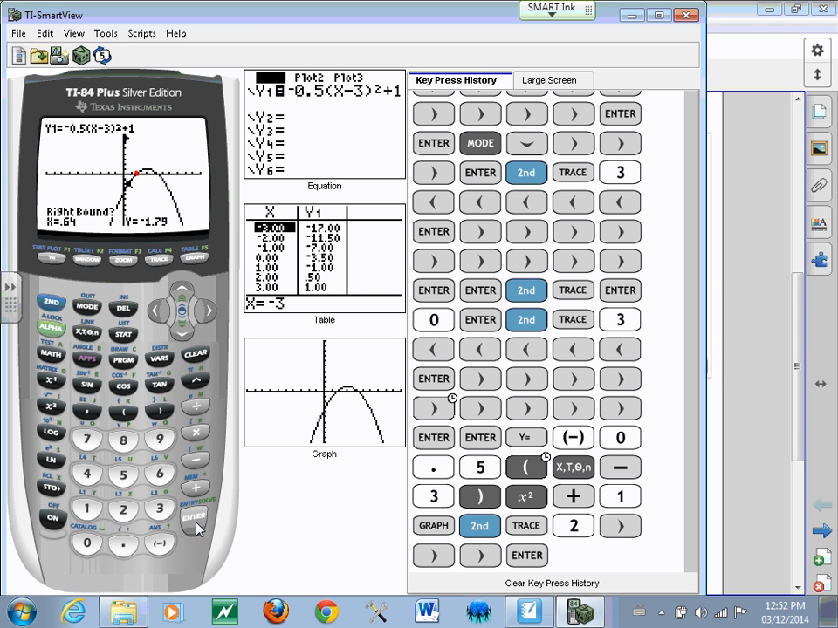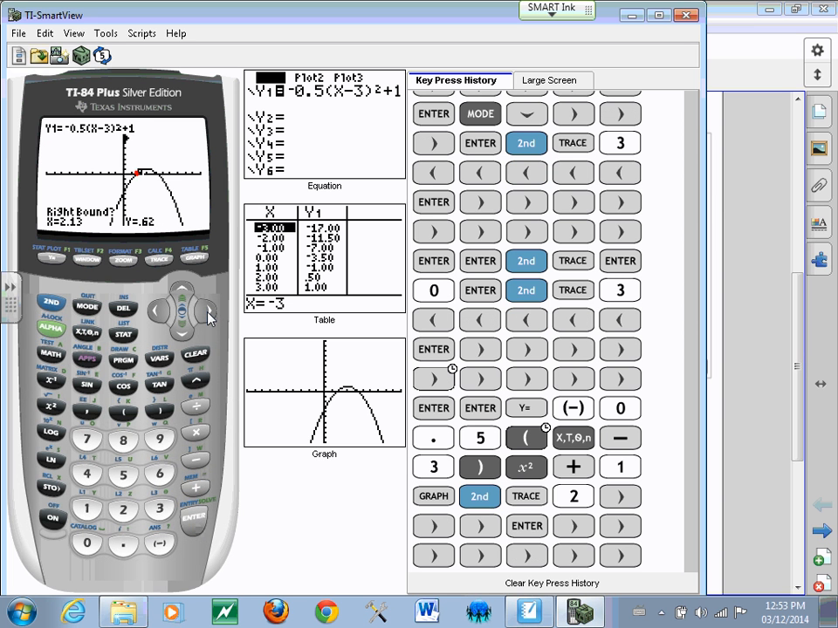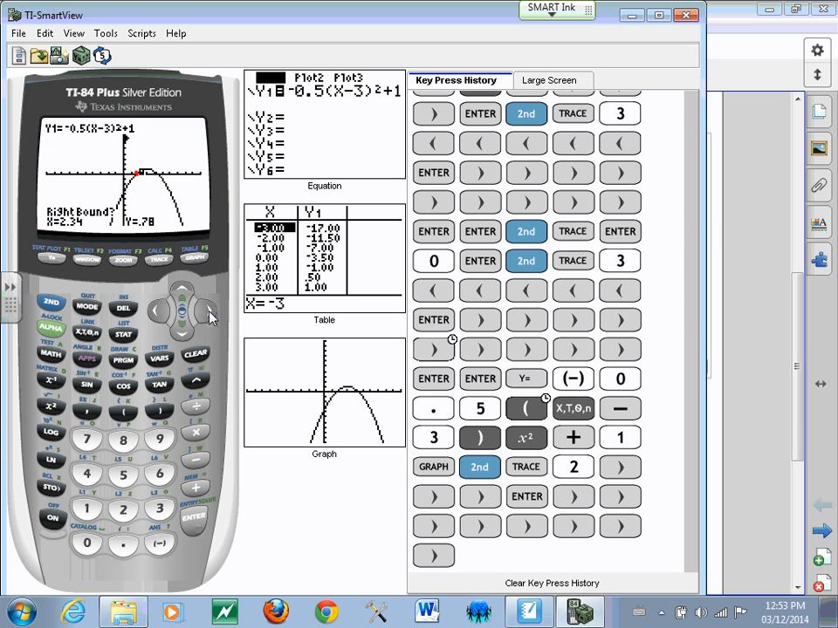Press enter. Right bound. This is where you have to be careful, guys. You have to be on the right side of the dot, but before the vertex. So anywhere here or here is good. As soon as you go on the other side of the vertex, it's going to get confused with the other 0, which we will call the blue dot there.